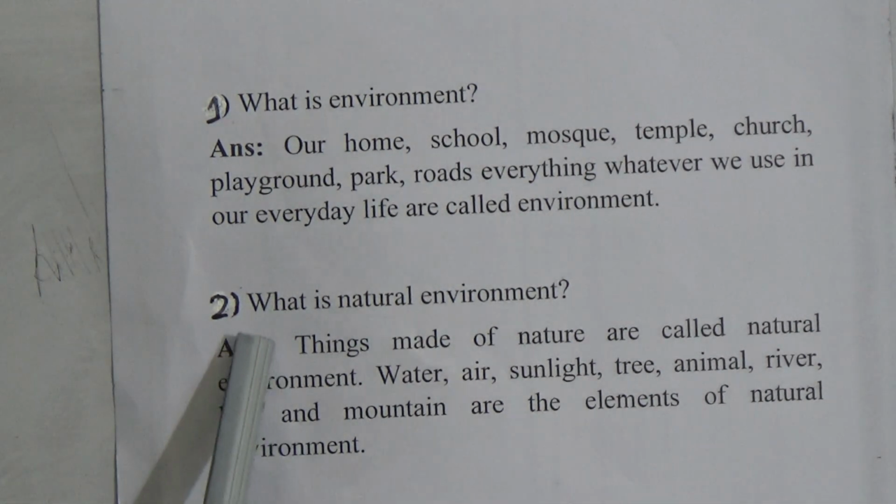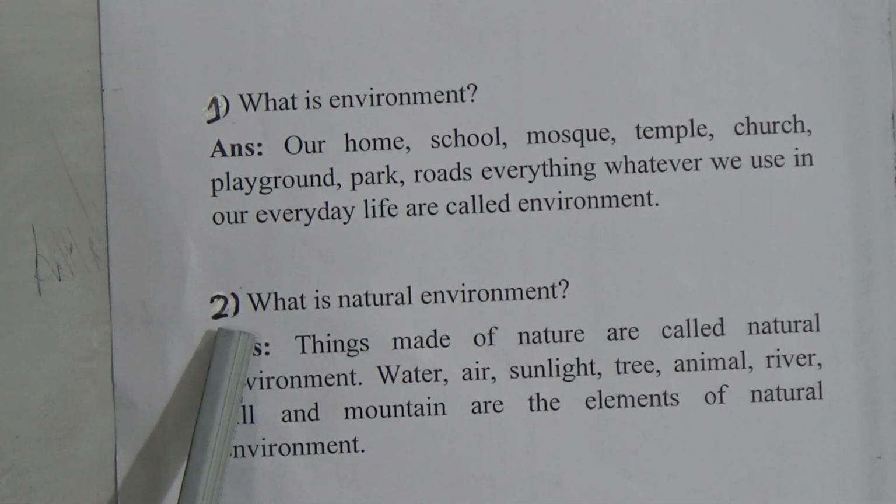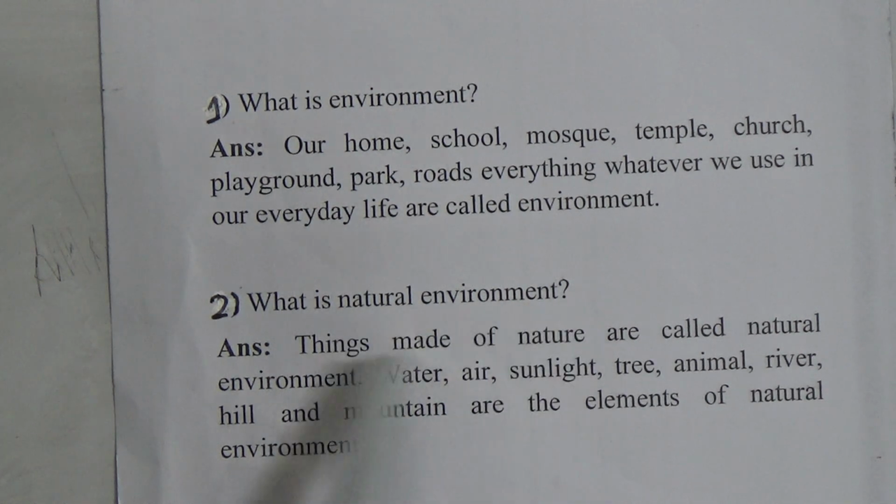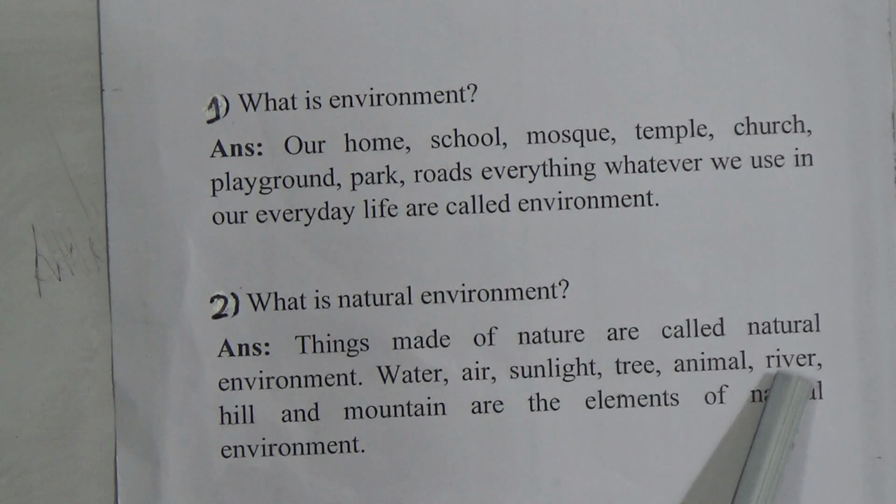Okay, now I repeat this question answer. Question number 2, what is natural environment? Things made of nature are called natural environment. Water, air, sunlight, tree, animals, river, hills and mountain are the elements of natural environment.